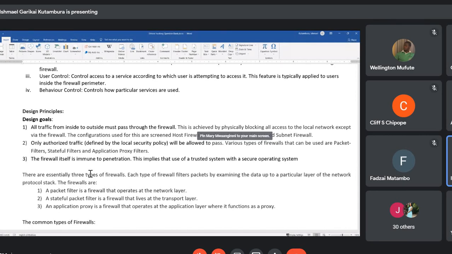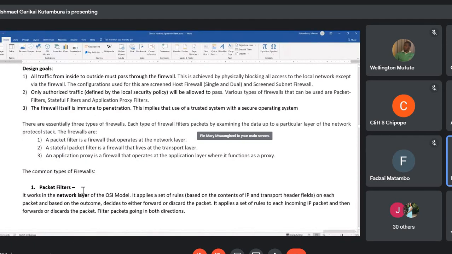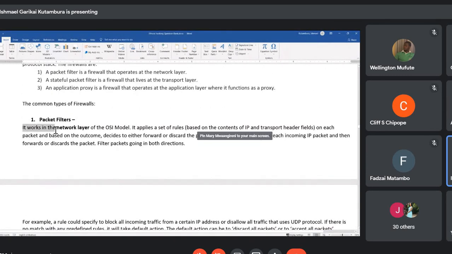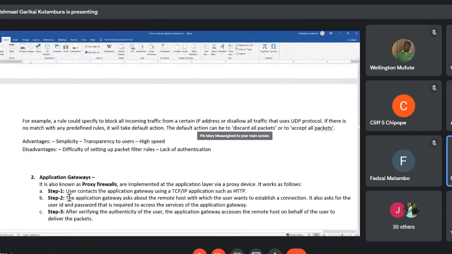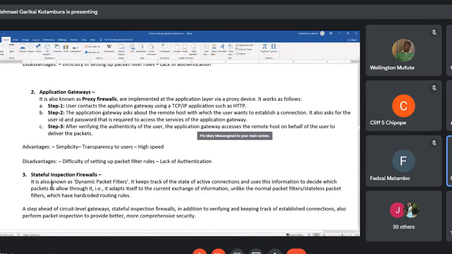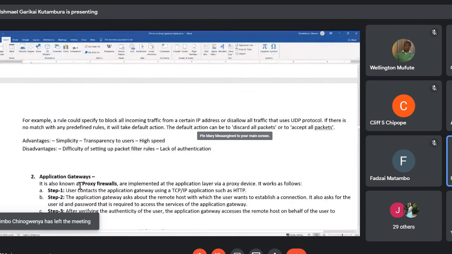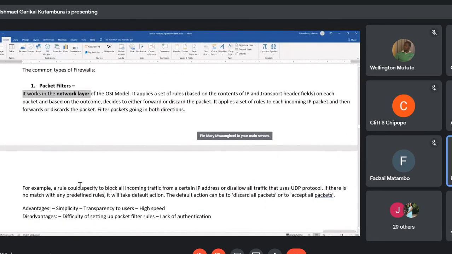And then the other part of the question was talking about the types of firewalls. There are really many of them, depending on how a person wants to classify them. But the common ones are four or more. We have packet filters. But the question asked us to contrast. So for each one, if you look at the document, I put that this one works at a certain layer, like the packet filter works in the network layer of the OSI model. And then the application gateway works as a proxy firewall, which acts on a different level. The circuit level gateway works at the session level. So the difference is that they work at different levels. And then the other difference comes in the operation, like the other one allows traffic to go in both directions.